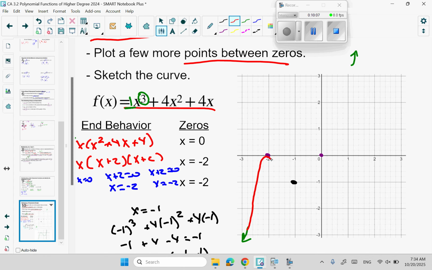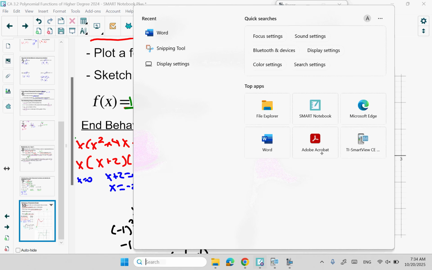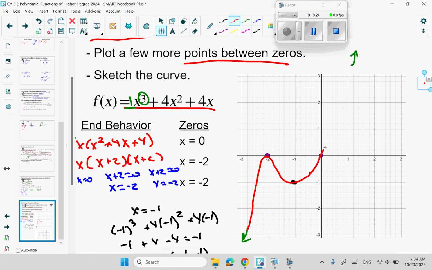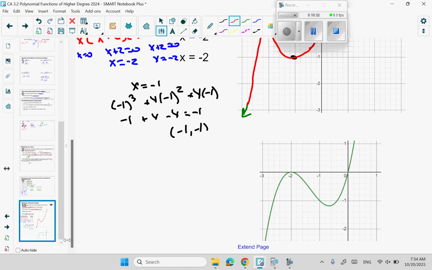Oh, please, my pen's no longer working. There we go. Something like that. And if I scroll down, I get something very similar.